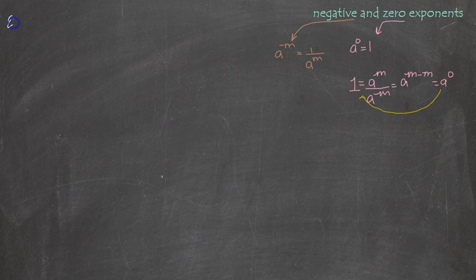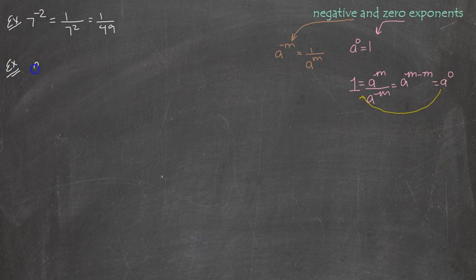So let's write 7 to the negative 2 using only positive exponents. 7 to the negative 2 equals 1 over 7 squared, done. I could write it as 1 over 49 even, because 7 squared is easy to find, but writing it as a power with only positive exponents means just apply the negative exponent property.